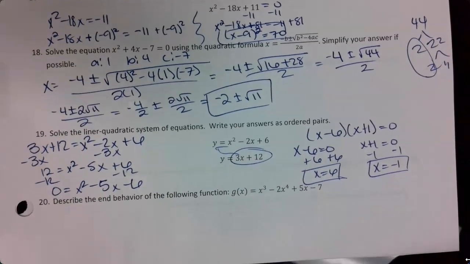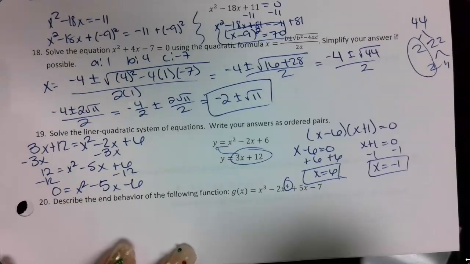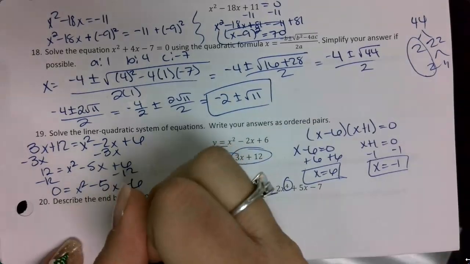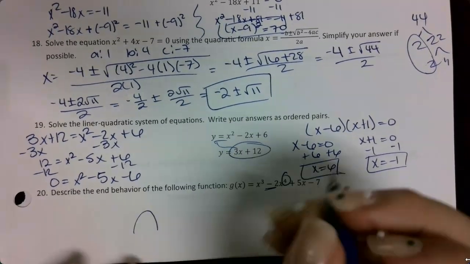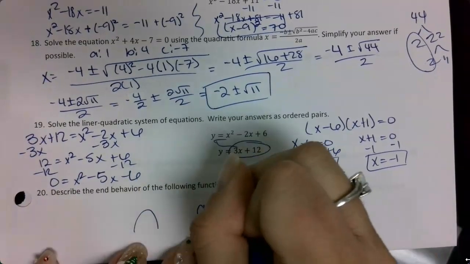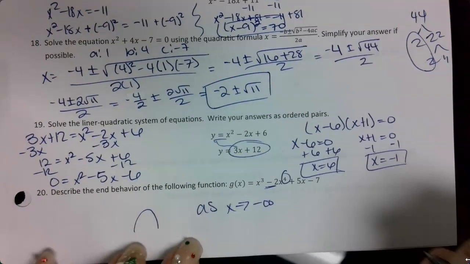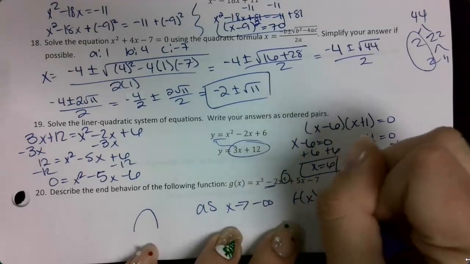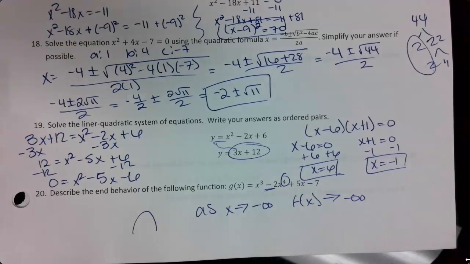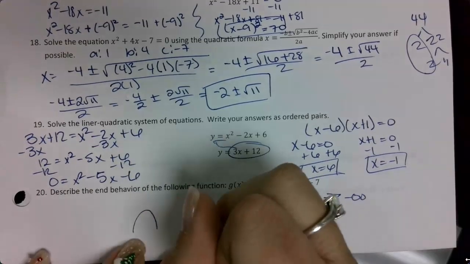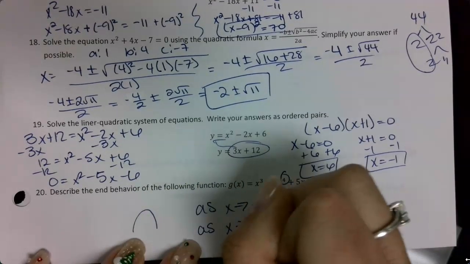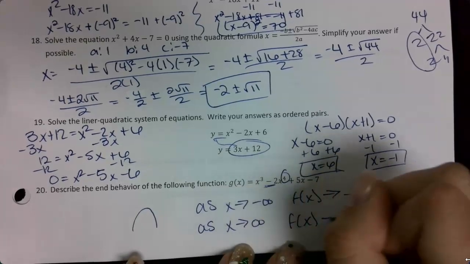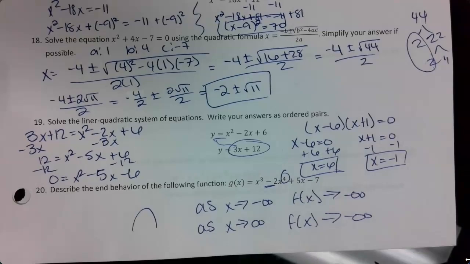This one wants me to describe the end behavior. It is even and negative. So that means it's going to be a frowny face. So as x goes to negative infinity, this is telling me on the left side, my graph is going to go, I'm going to say negative infinity because it's going down. As x goes to positive infinity, so as it goes to the right, f of x is also going down.